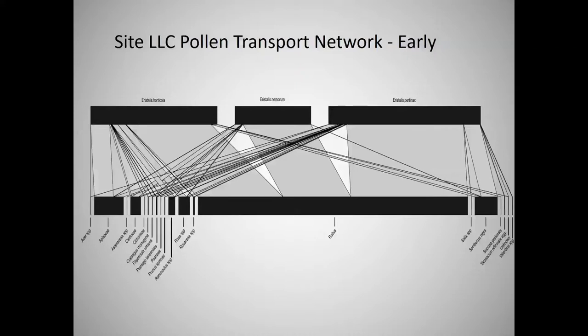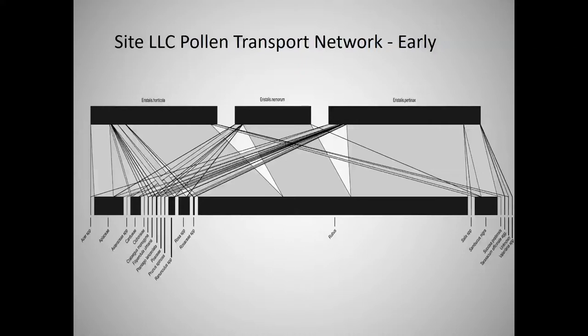So you can see at site LLC in the early part of the study, I caught three. I managed to retrieve pollen from three different species of Aristalis hoverfly. The black lines along the bottom are the plants, the pollens that they were carrying. The bars are proportional to the amount of pollen that they were carrying. And the ribbons between the two essentially describe the strength of the interaction network between the two.